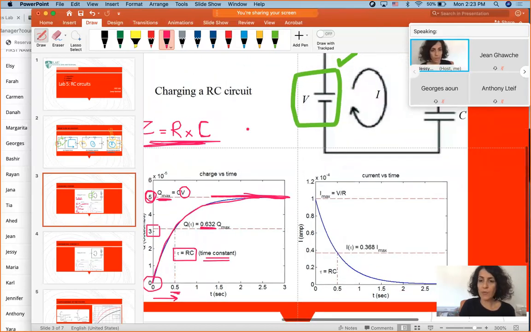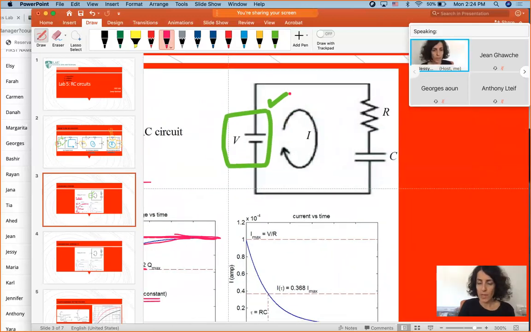Now I have to ask a question for anyone. If I remove this battery and put another battery that is stronger, do you think I can make my capacitor charge faster? Yes or no? So a stronger battery would make my capacitor charge faster, yes or no? Not faster. Why? Because it depends on RC and not V.